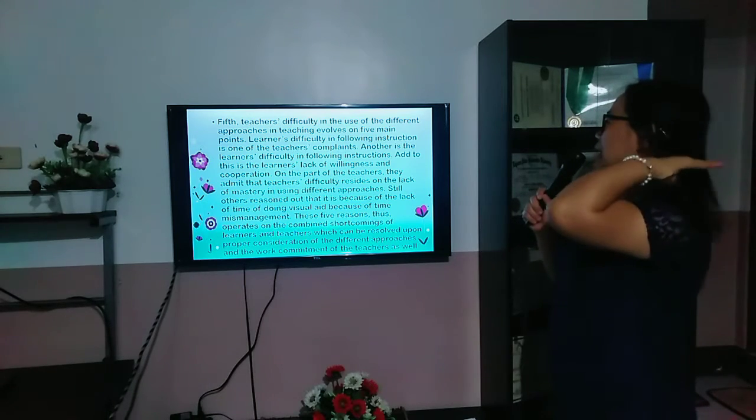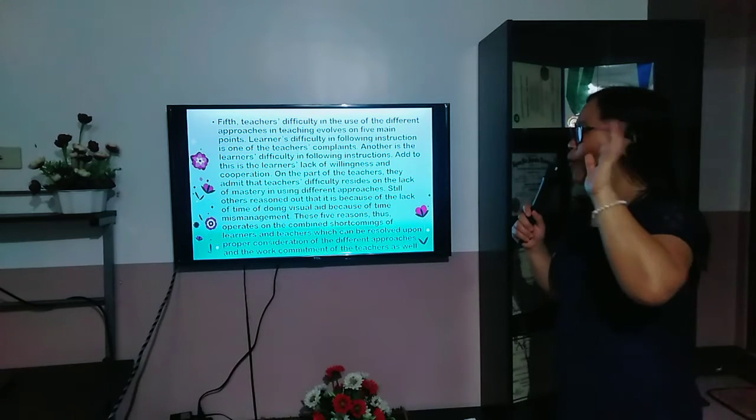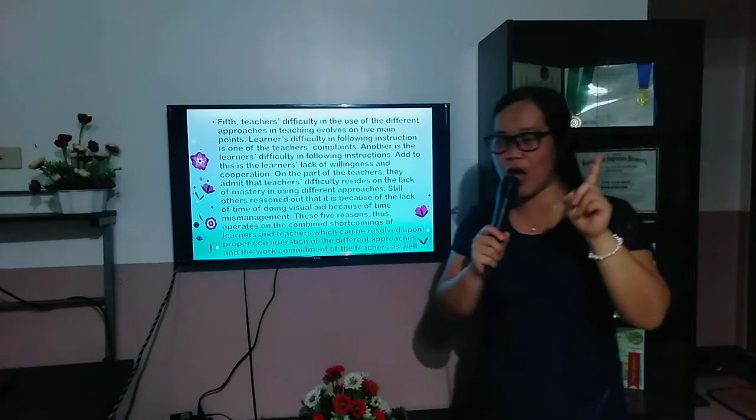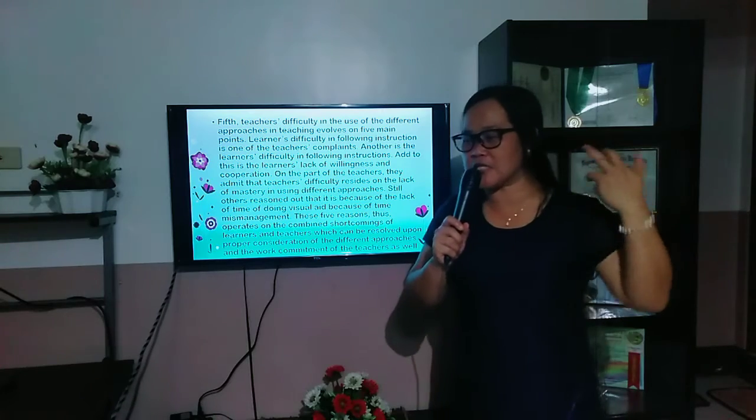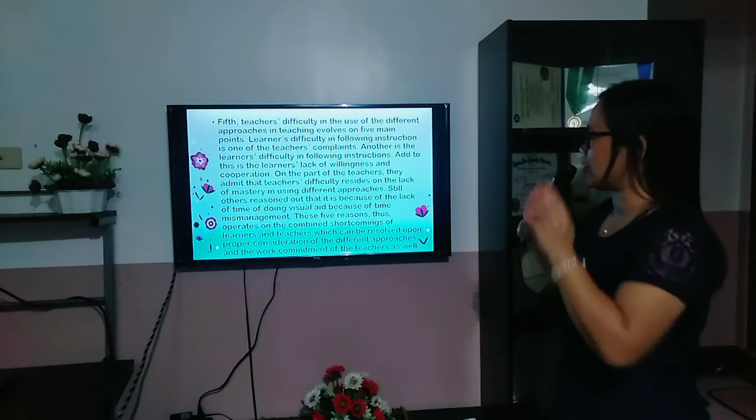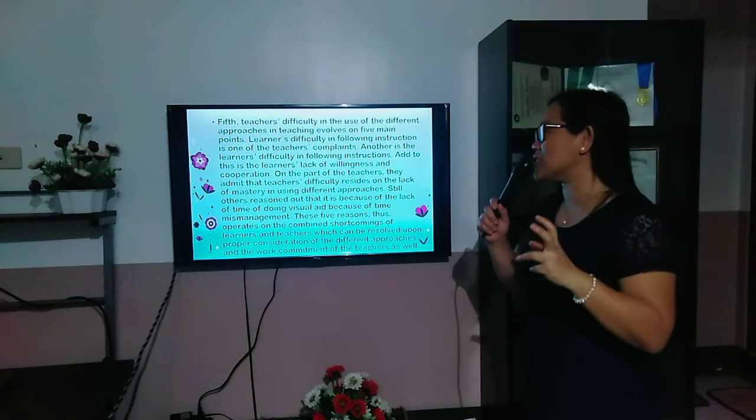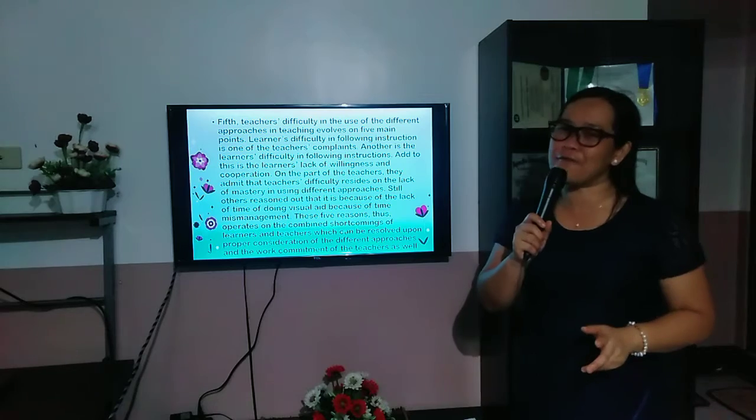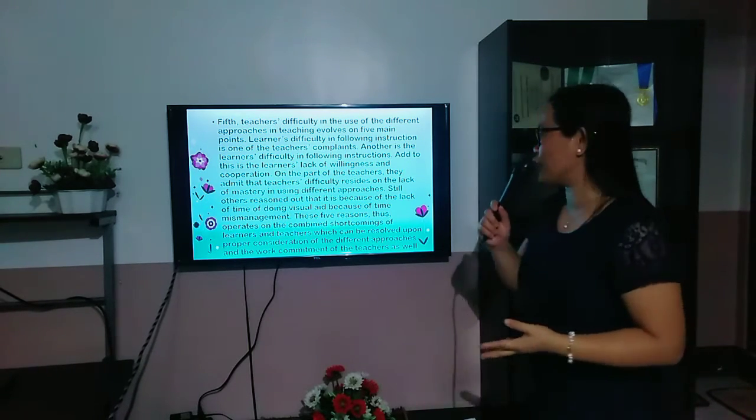The teachers' difficulty in the use of different approaches in teaching evolves on 5 main points. Okay. The learner's difficulty in following instruction is one of the teachers' complaints. Another is the learner's lack of focus. Added to this is the learners' lack of willingness and cooperation. And on the part of the teachers, they admit their difficulty resides in the lack of mastery in using different approaches. And that is one of the sad things found in this action research.